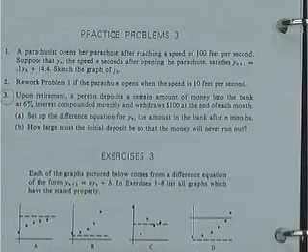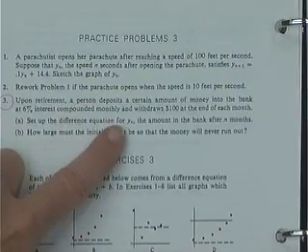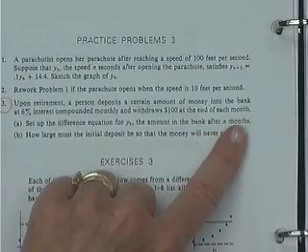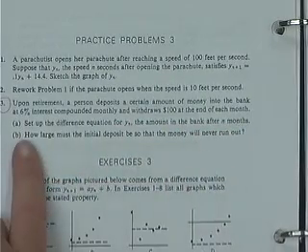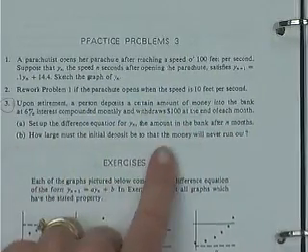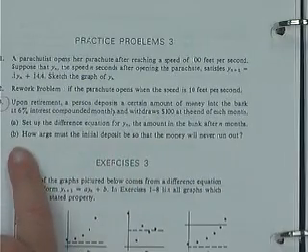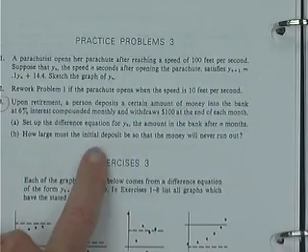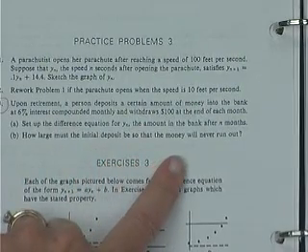Question number 3. Upon retirement, a person deposits a certain amount of money into the bank at 6% compounded monthly, and they withdraw $100 at the end of each month. Okay, we're going to set up a difference equation, but the question is, how large must the initial deposit be so that the money will never run out?